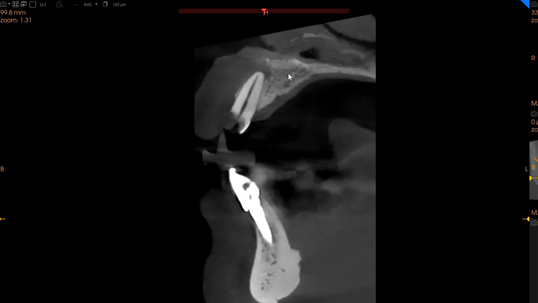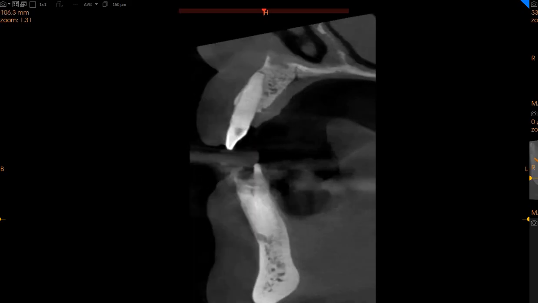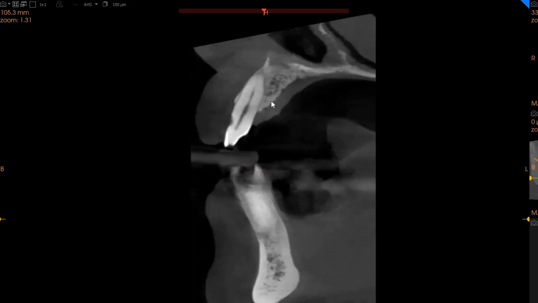In the region of the upper left central incisor, quite a significant periapical infection or radiolucency with buccal plate perforation, 8 millimeters of width with 16 millimeters of height. When we move towards the lateral incisor, we've got a class 2 lesion, relatively good bone support, 8 millimeters of width with 16 millimeters of height.